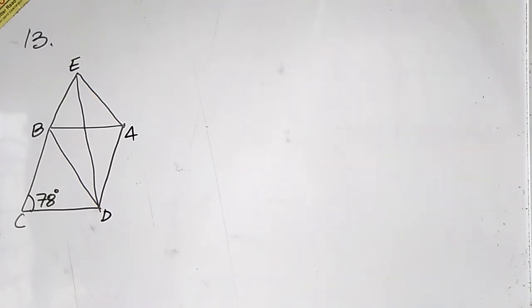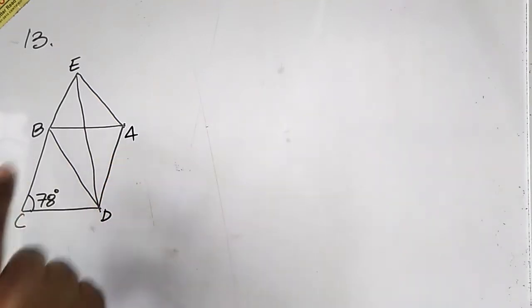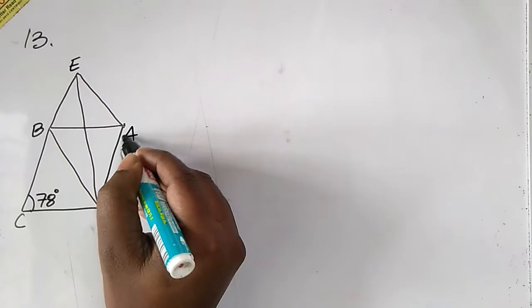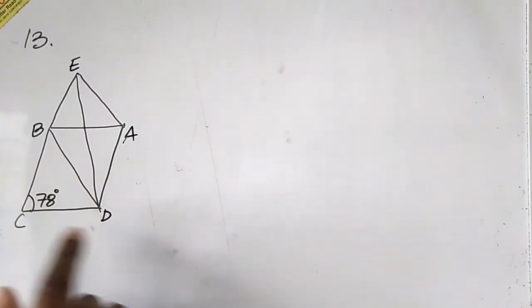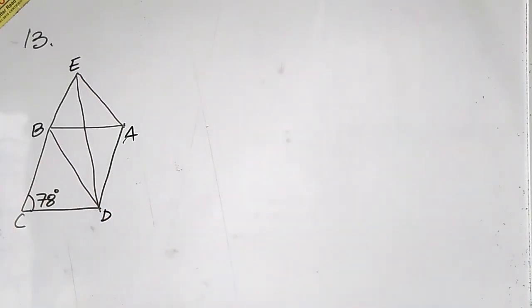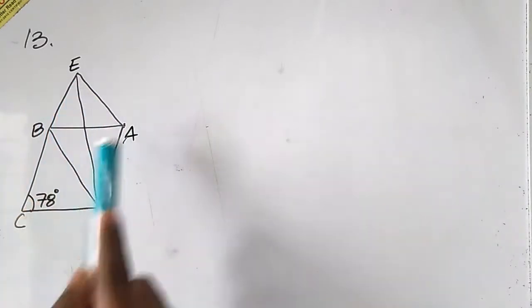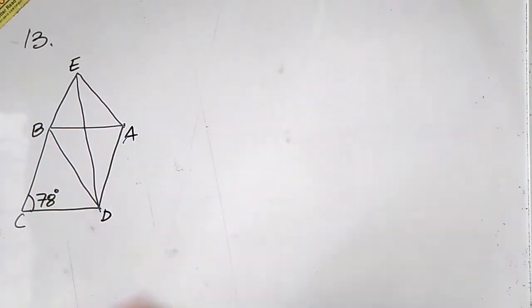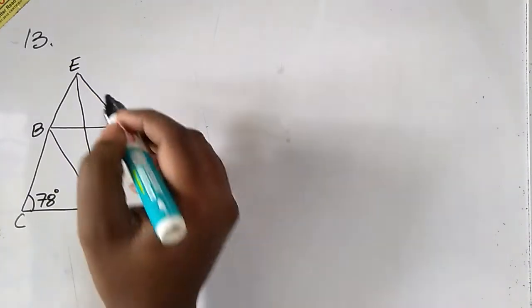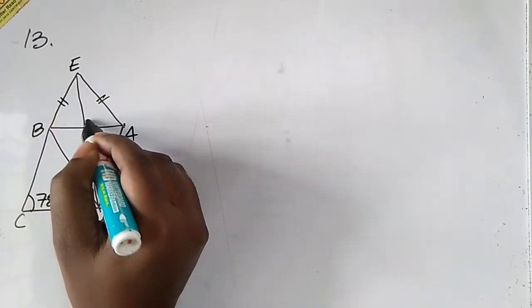It says, in the figure ABCD, this is a rhombus, and ABE, that means ABE over here, is a triangle. This is an equilateral triangle. We know that in an equilateral triangle all the sides are the same and all the angles will be 60 degrees. Alright, so let me also mark down that this is an equilateral triangle.